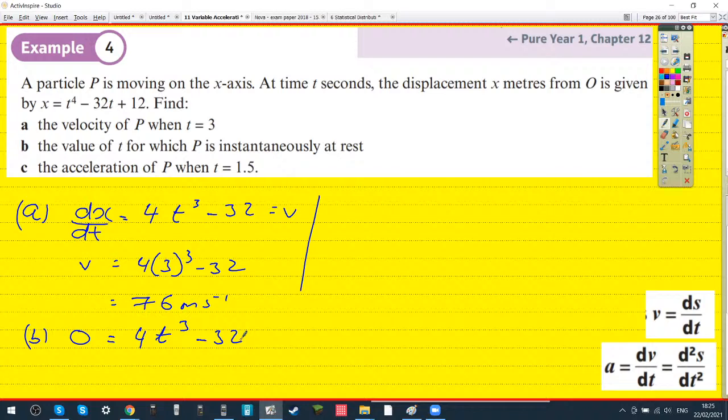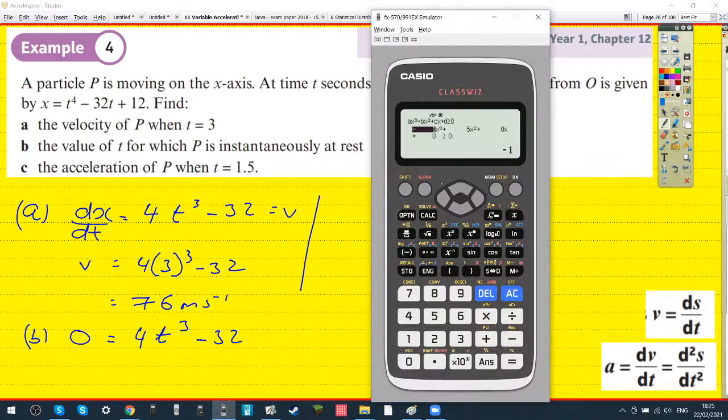Yeah, I got 4 bad numbers. Shouldn't. Just do cubic. I could always do it manually, but 4, 0, 0, and then minus 32. Yeah. That's what I'm getting.